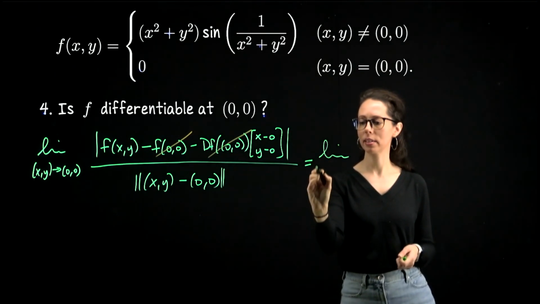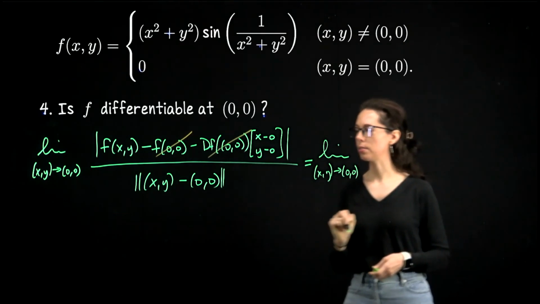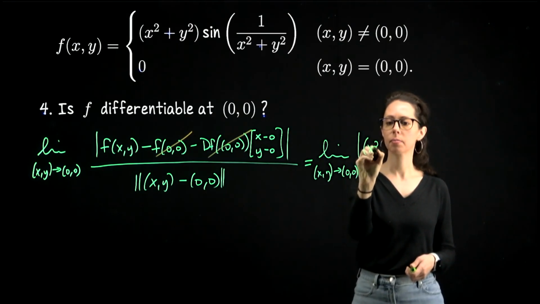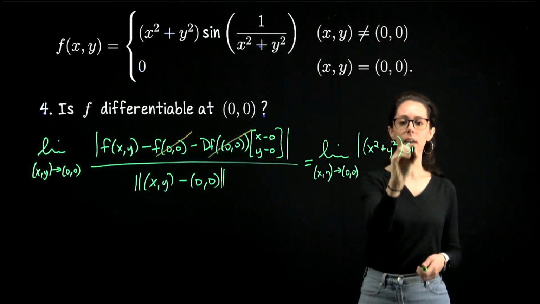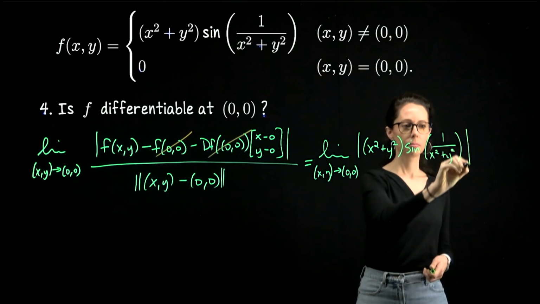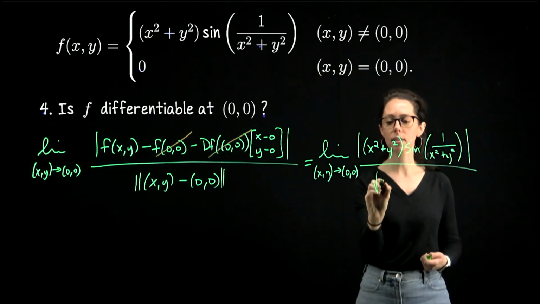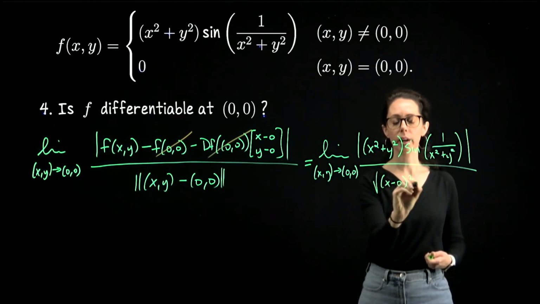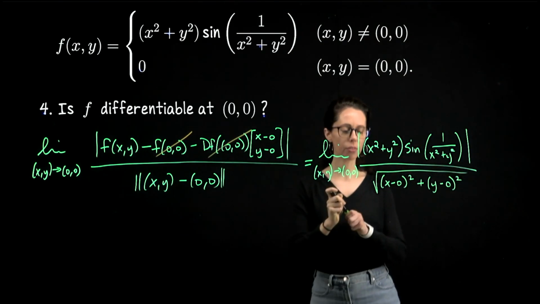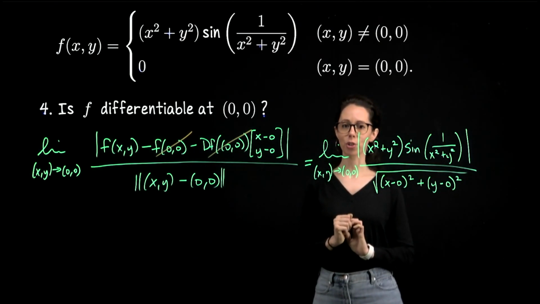Let's say, what is the limit as x and y go to 0, 0 of, away from the origin, we have x squared plus y squared times sine of 1 over x squared plus y squared, minus 0 minus 0, all over the distance between these 2 points. That's going to be the square root of x minus 0 squared plus y minus 0 squared. Could keep going, but let me give you a minute to get to the end yourself. So see if you can evaluate this limit and then reach the conclusion.